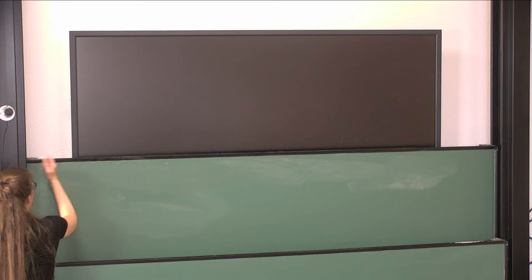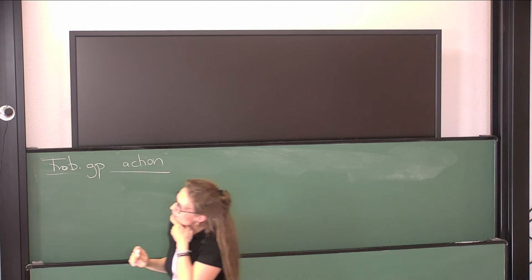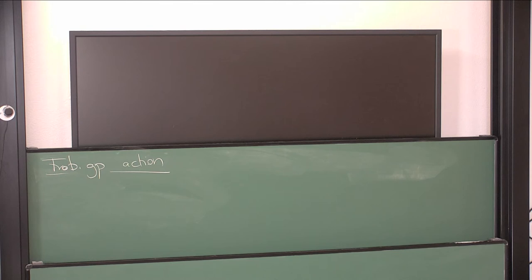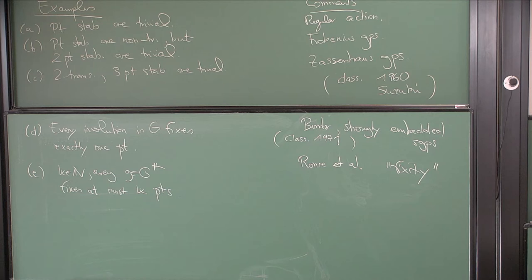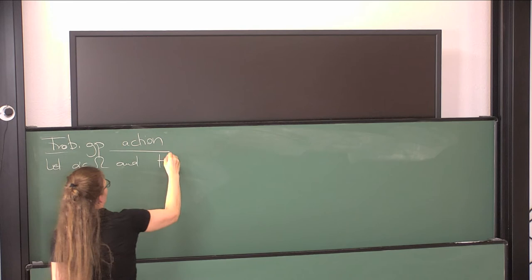Frobenius group action. So let's look at this property again that we have there. Point stabilizers are non-trivial, but two point stabilizers are trivial. So let's set up some notation. I forgot who it was, maybe it was Emily who called a point stabilizer H. And that made me very happy because I always call them A. So, yeah, alpha and omega, and H is the point stabilizer.